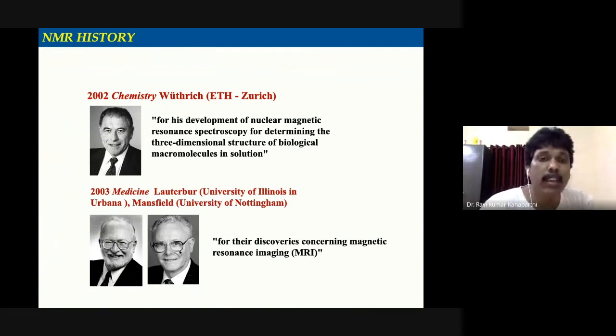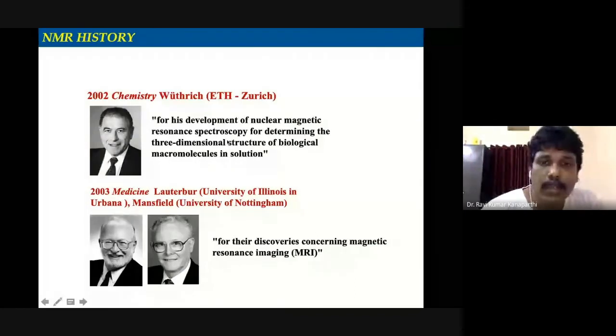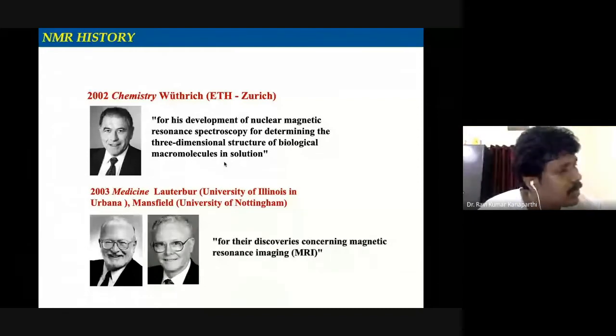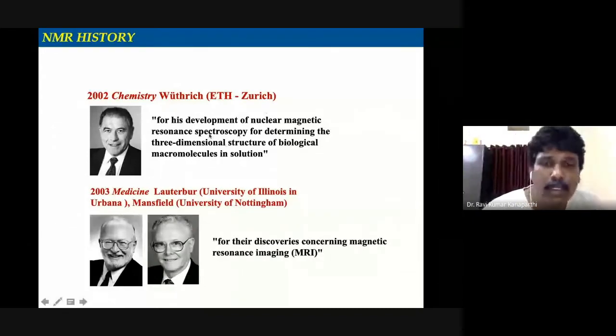And this is Wüthrich. He's from ETH Zurich. He was awarded the Nobel Prize in 2002 for his three-dimensional structure determination of macromolecules. I forgot the molecule name, but it is a big molecule, a protein structure. He was the man who actually showed that NMR can be used as a tool to determine the structure of a complex molecule, for which he was awarded the Nobel Prize.